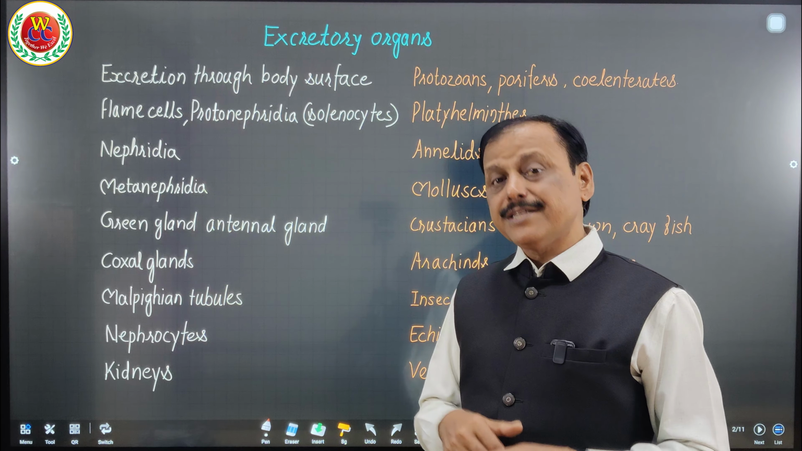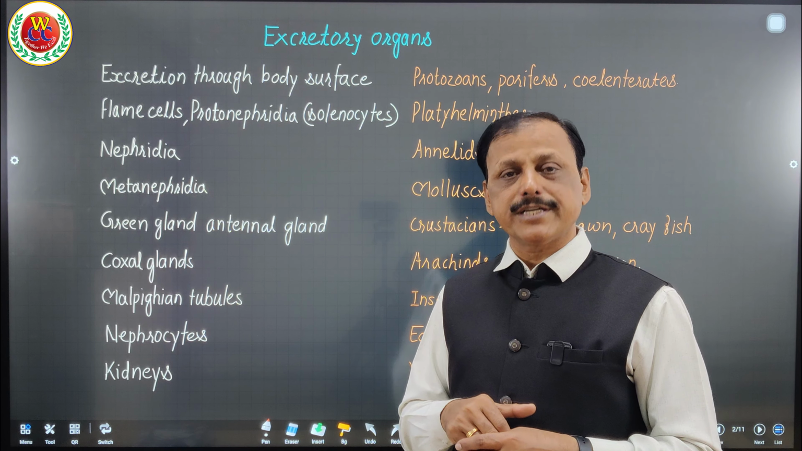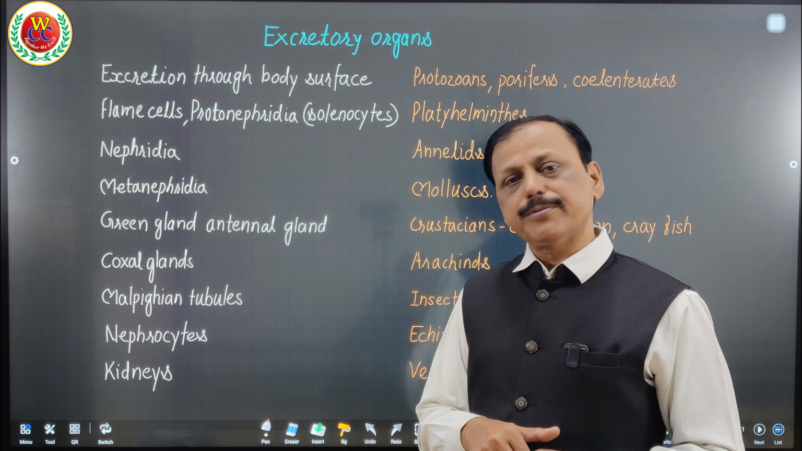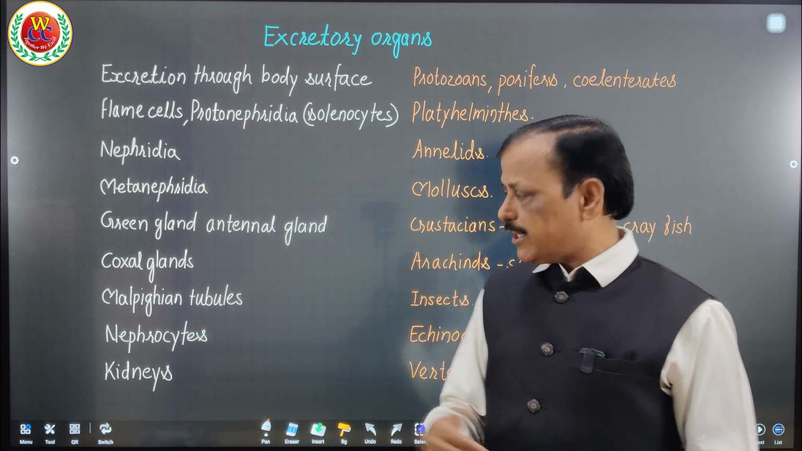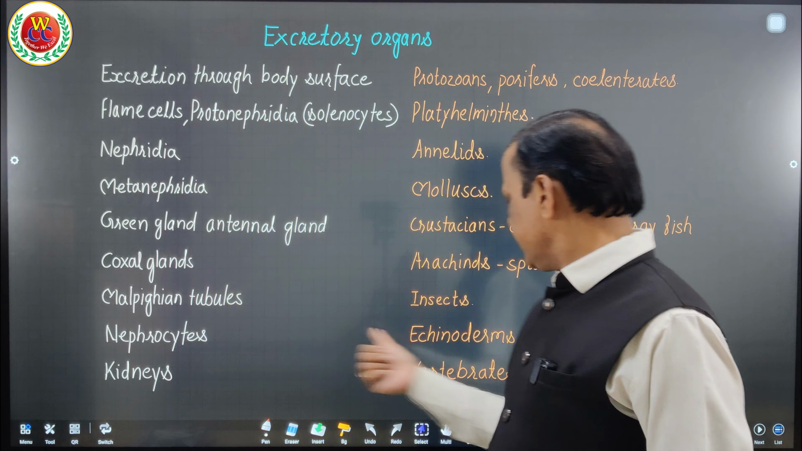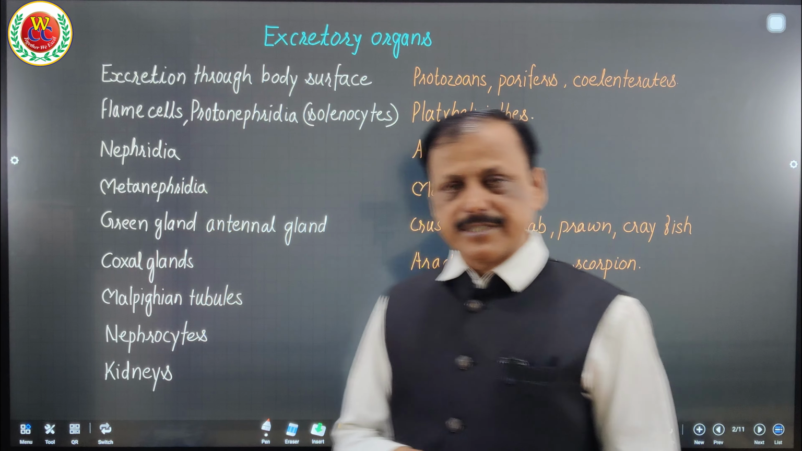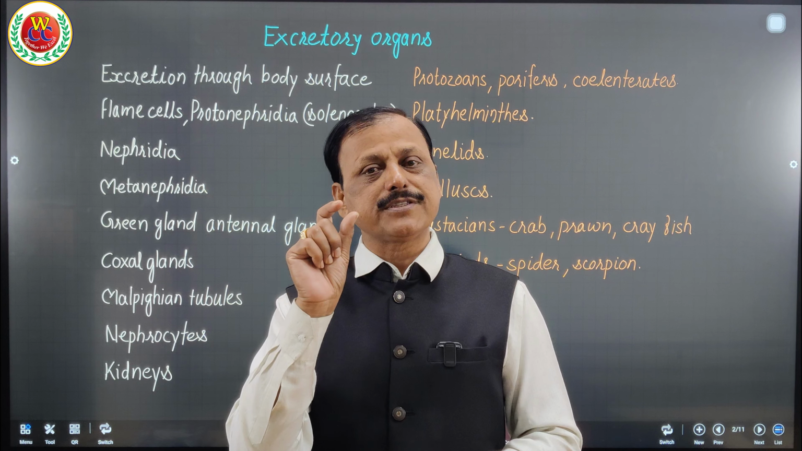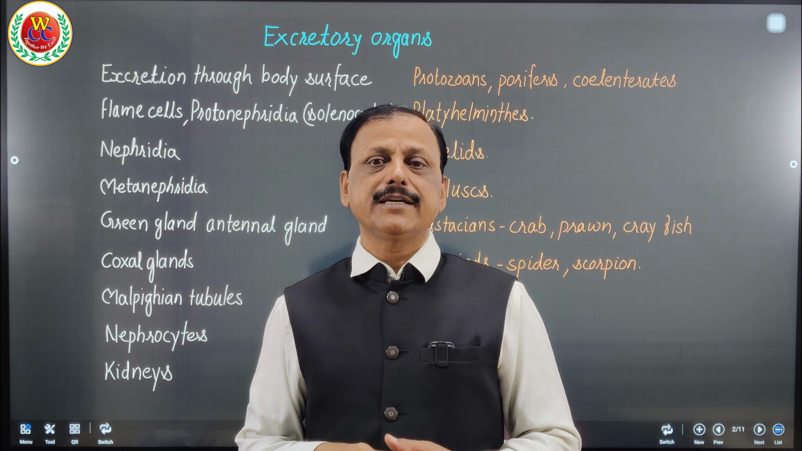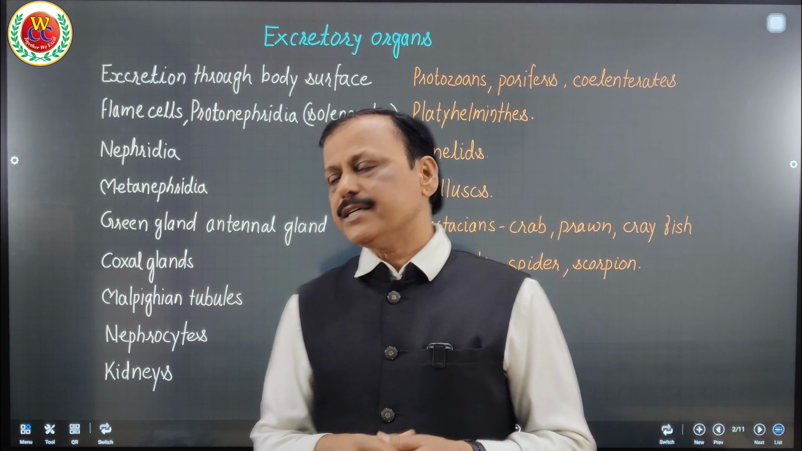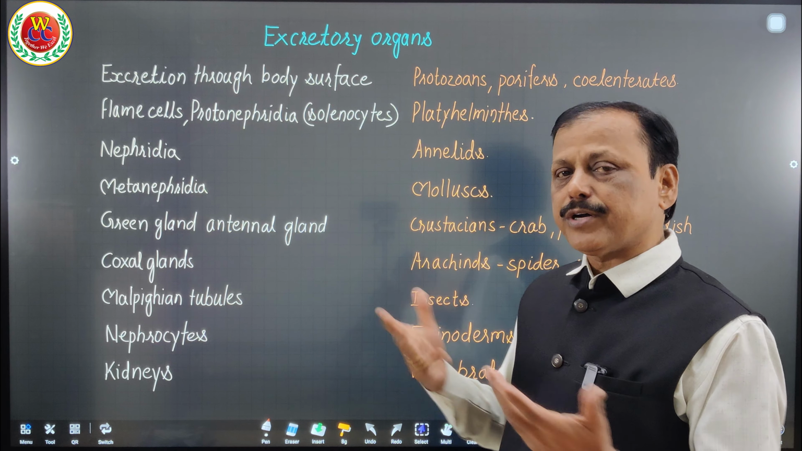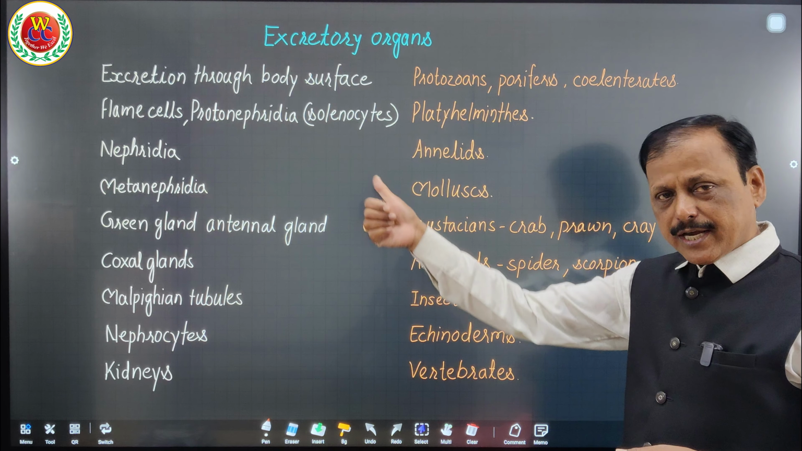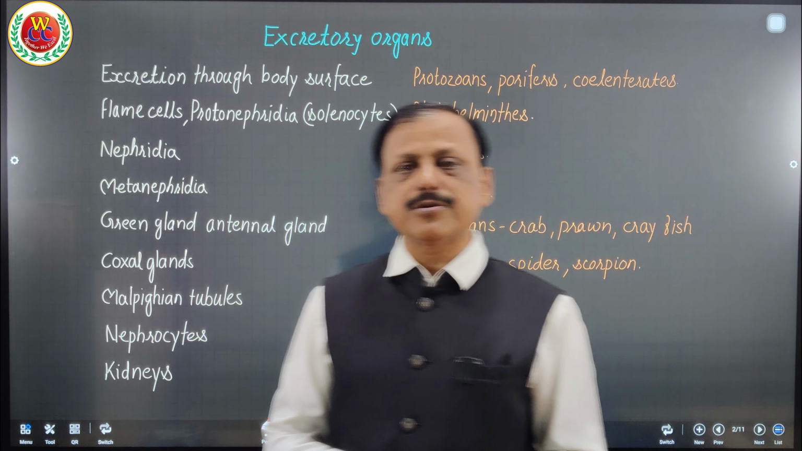Malpighian tubules: insects have Malpighian tubules located between the midgut and hindgut. Around 60 to 70 Malpighian tubules excrete nitrogenous waste in insects. Nephrocytes are in echinoderms, kidneys in vertebrates, and especially Balanoglossus has a gland called the proboscis gland. It is like a head, and it is also an excretory organ. So in NEET, a question can be asked as a match the following or in any other objective way. So please remember these organisms and their excretory organs, along with the proboscis gland of Balanoglossus.